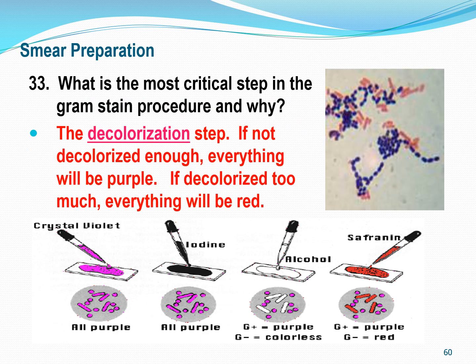So from this staining procedure that we just talked about, what do you think the most crucial step is? The decolorization step, right? Because remember, everything's purple, right? Now we need to get to the point where when we put that safranin on, we can see the things that are red, okay? The decolorization step, if it's not decolorized enough, everything will be purple. If decolorized too much, everything will be red.